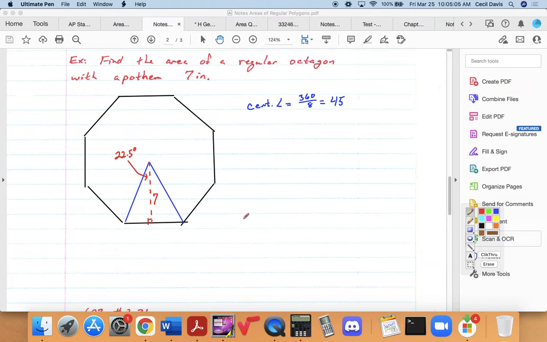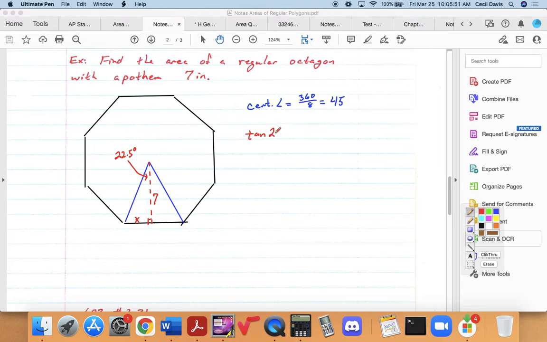So I've got the apothem, but I need the perimeter. Well, to get the perimeter, I need to figure out how long the side is. And I can't find the side directly. I've got to find this little piece right here, which is half of a side. I'm going to use this right triangle to find this piece. I'll call it X. If you want to call it half of S, you can do that also. So from the 22.5, X is which side? Opposite, thank you. And 7 is adjacent, so we're going to use tangent.